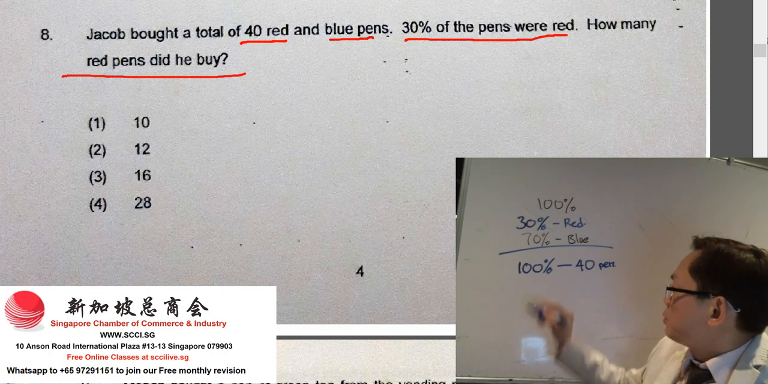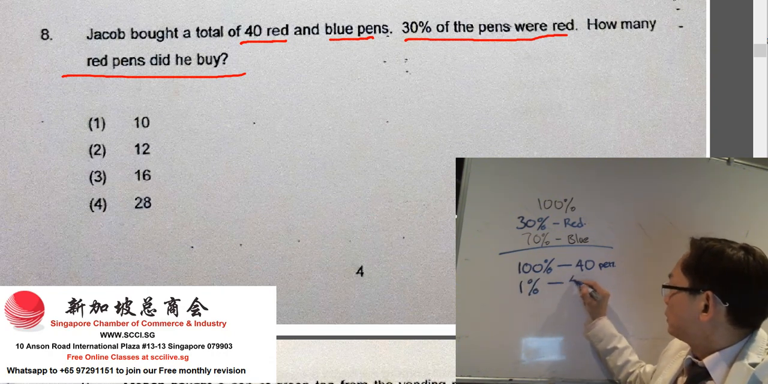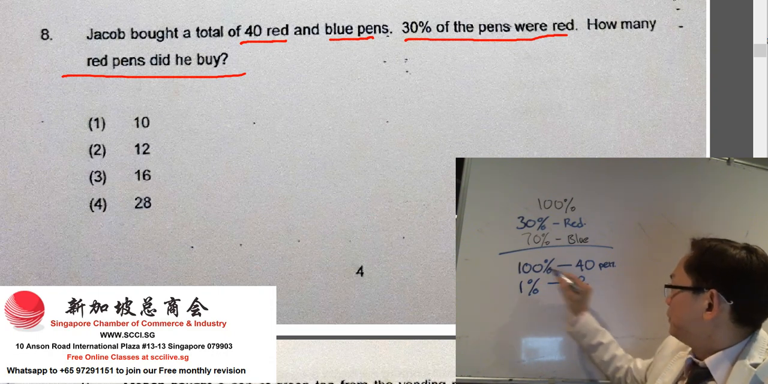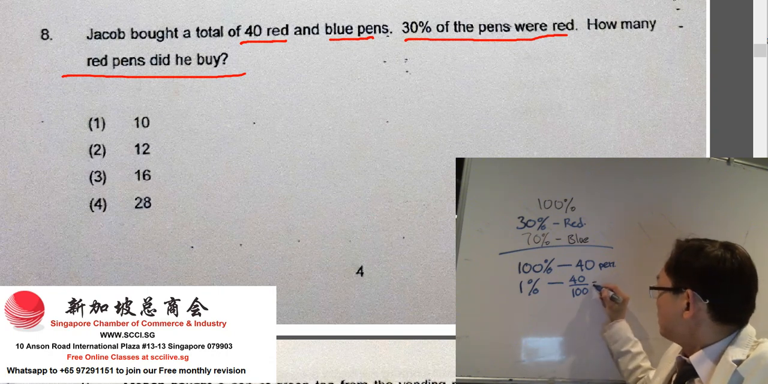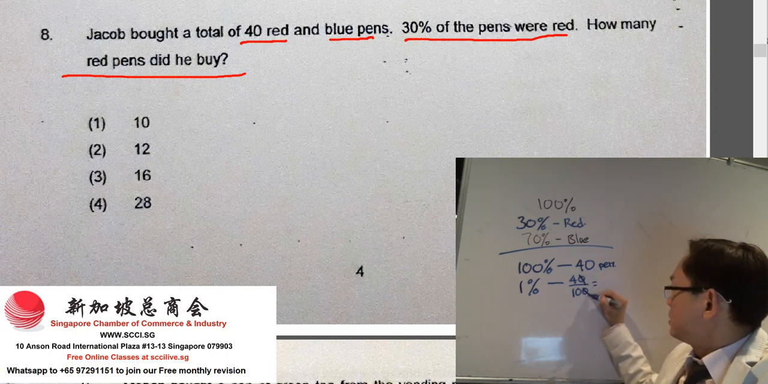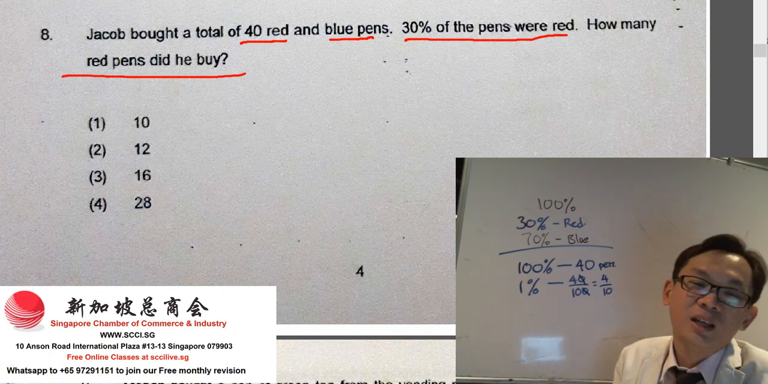Now the question is, 1% is equal to 40 divided by 100. Let's shift it down again, like what we did earlier, which is equal to, let's cancel away this 0, 4 over 10. Correct?